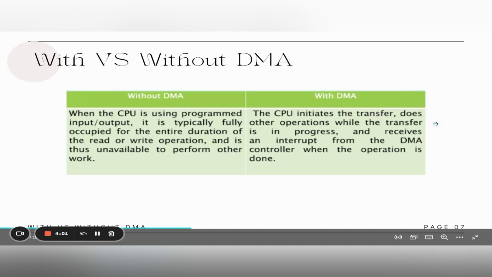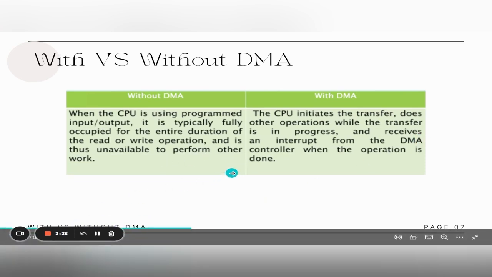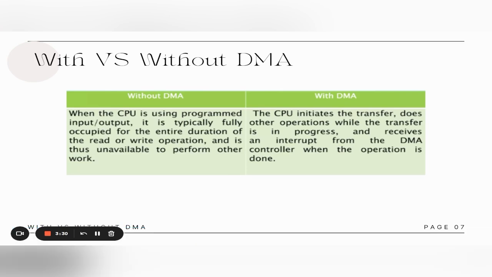Then, with versus without DMA. Without DMA, the CPU is using programmed input output. It is typically fully occupied for the entire duration of the read or write operation and is unable to perform other work or tasks. With DMA, the CPU initiates the transfer, does other operations while the transfer is in process, and receives an interrupt from the DMA controller when the operation is done. Hence DMA is important as it frees the CPU and helps it to manage other tasks while the data is still being transferred.